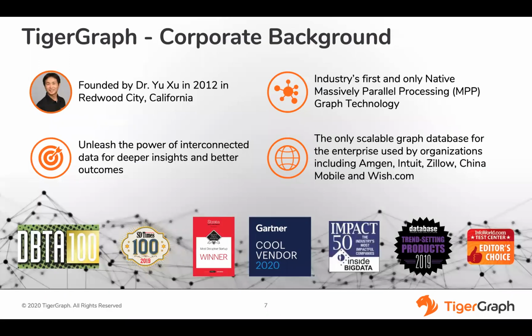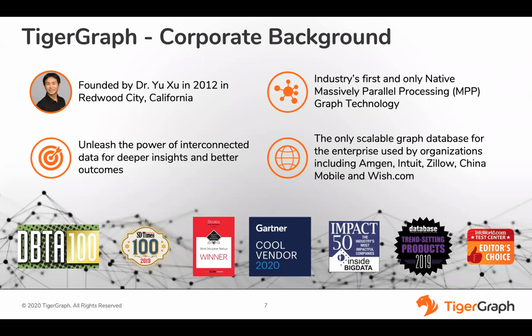A little introduction first. PyTigerGraph was founded in 2012, and we released the first version of the product in 2015. Our mission is to unleash the power of interconnected data for deeper insights and better outcomes. Graph really is a natural storage and computation model for interconnected data. To get the most out of this, we invented the first and only native parallel graph technology.